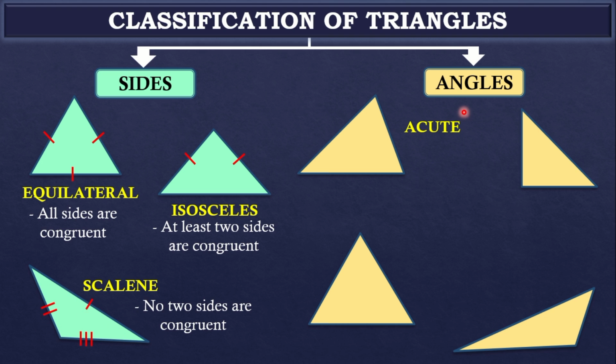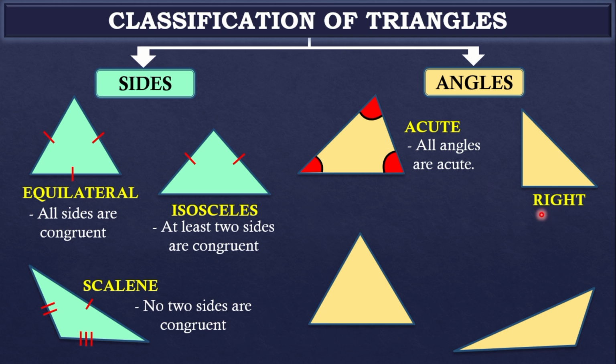Okay? And then let's have the classification of triangles according to angles. For angles, we have what we call an acute triangle. What does an acute triangle mean? All angles are acute. We know what an acute angle is; we discussed that in previous lessons. So, all of its angles are acute. We won't see any right or obtuse angle there. Another kind of triangle according to angles is the right triangle. This one we can see easily.